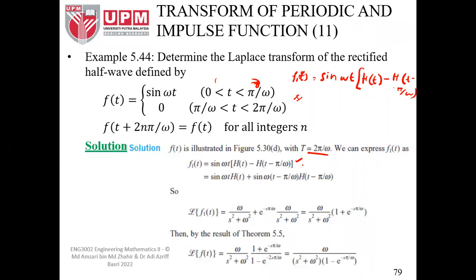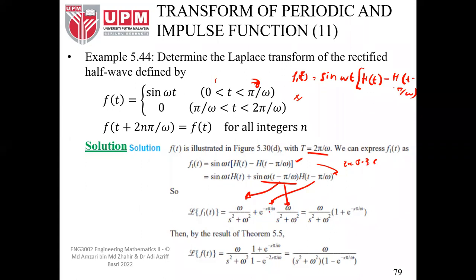So same as this, but when we change this one to this one, see example 5.36. So this one becomes sine omega t h(t), this is the same, minus sine omega times the function of t minus pi over omega. So from here you need to Laplace the whole thing. The Laplace of this one will become omega divided by s square plus omega square. The second one is an exponent, based on here. Sine omega becomes omega divided by s square plus omega square, and h(t minus pi over omega) becomes exponent negative s pi over omega.